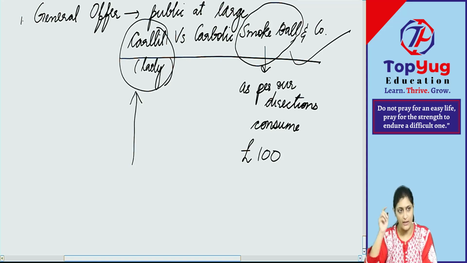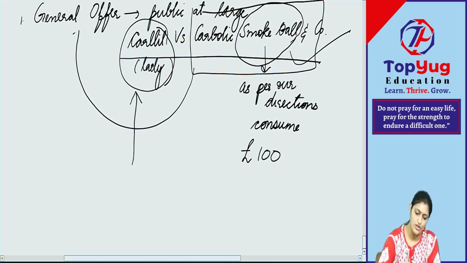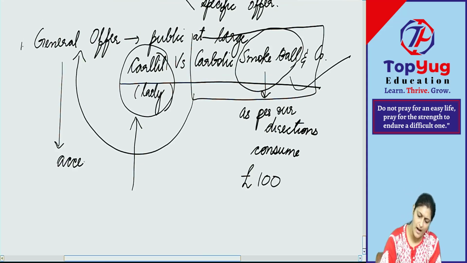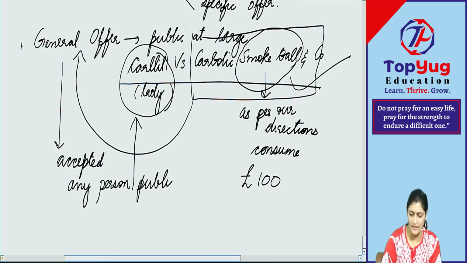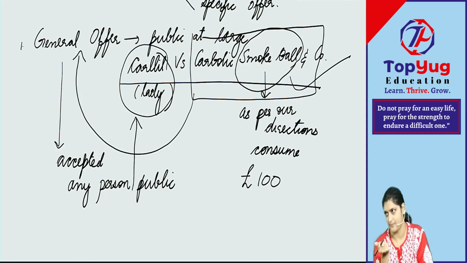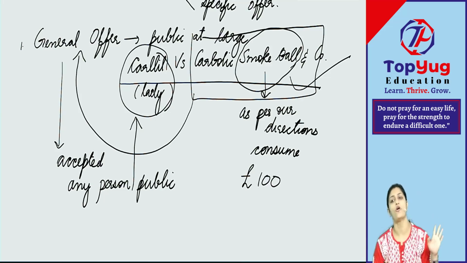In this case, court said that whatever offer was made by this company, Smokeball and Company, was what type of offer? General offer. Because it was a general offer, then it could have been accepted by any person in public. Any person in public in that country, wherever the advertisement was made, any person could have accepted it. It was not made to any one person, it was made to public at large. Why? Because in the advertisement they never said any group of people or any specific person. They said whoever consumes, after consumption they get influenza, we will give you how much? £100.